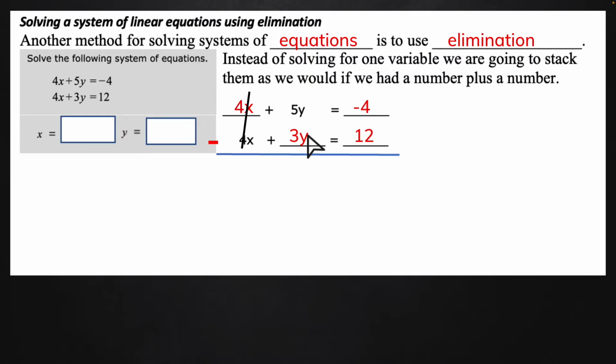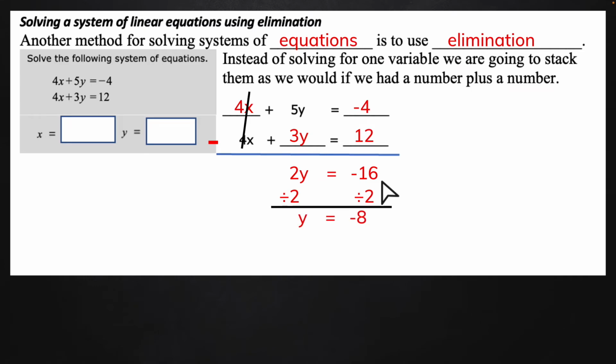So now I have 5y minus 3y. Make sure you're subtracting. So you get 2y. Negative 4 minus 12 gives us negative 16. I was already at negative 4 and I'm going 12 more negative from there, so that's why it's negative 16. Be careful about adding and subtracting integers. And then to get y by itself, I just divide both sides by 2, and I get y equals negative 8.